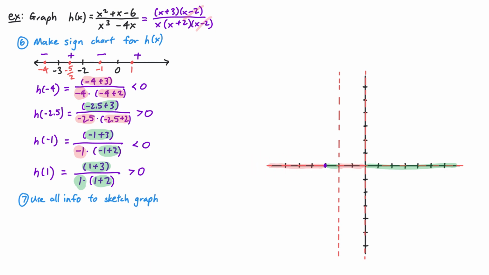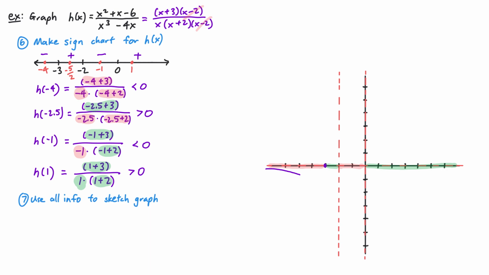Now remember, there are two things that can happen. Our graph can either go towards the horizontal asymptote from above, or it can go towards it from below. From our sign chart, we know that our graph is negative on this region, so whatever we draw, it has to be below the x-axis. So our graph has to go towards the horizontal asymptote from below. So let's draw something that looks like this.